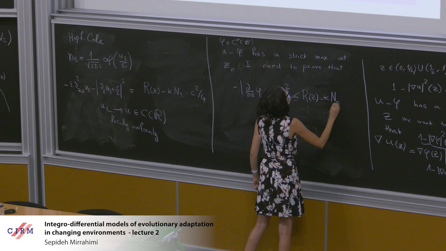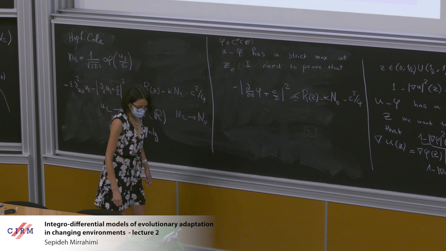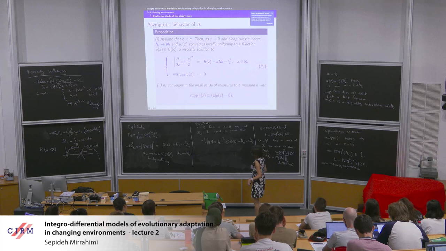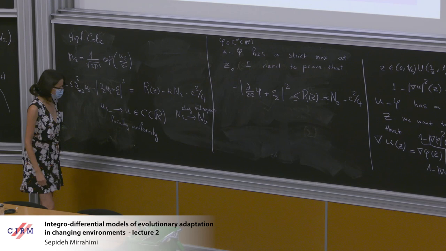Something that I forgot to say is that the constant N epsilon converges also to a constant. Of course, N epsilon is a constant, and if it is bounded, we know that it converges along subsequences. And all these convergences are along subsequences. But we assume that we have these properties, and we prove the viscosity criterion. So we want to prove this.